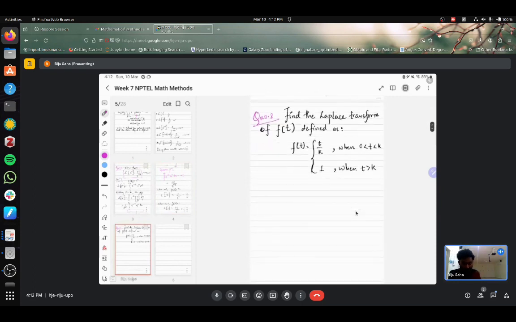Now let us look at this particular example. In this example, the definition has been divided into two parts. Like, the same function has two different definitions in two different ranges. That implies that our integral will be divided into two parts actually.